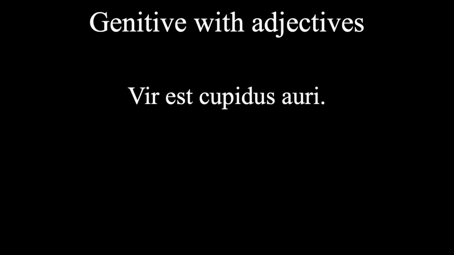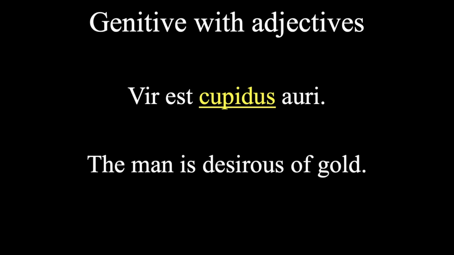Okay, another example. Vir est cupidus auri. Cupidus means desirous. It's related to the name Cupid, as in the god. And this sentence means the man is desirous of gold. We could maybe even go so far as to translate this as the man is greedy for gold. And that would be fine too.